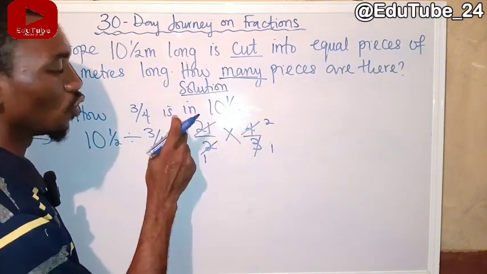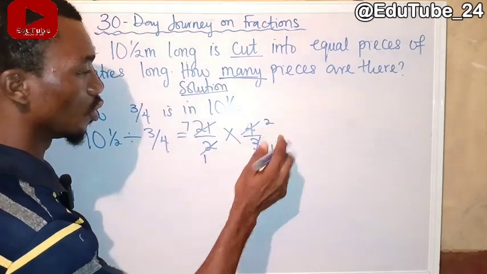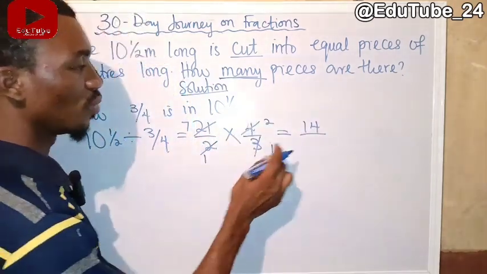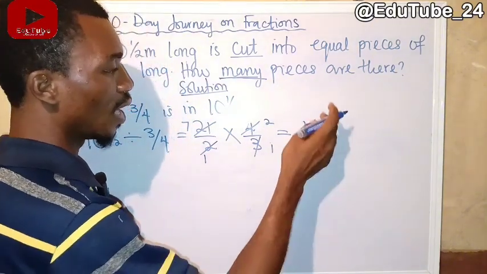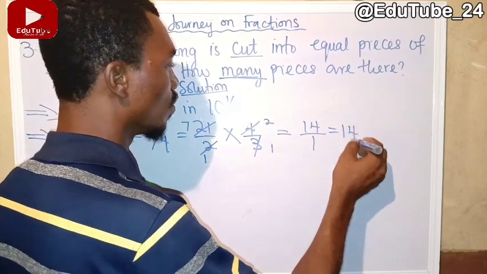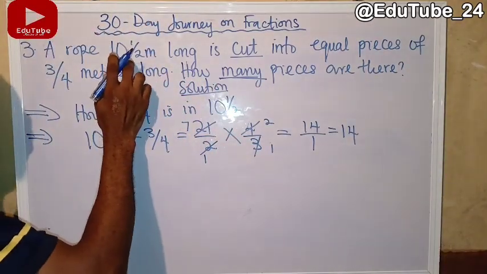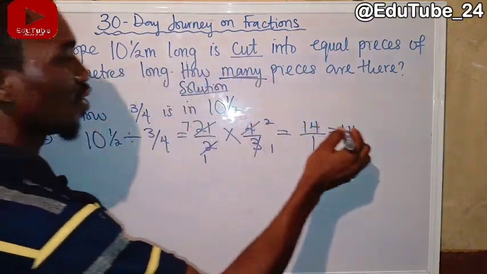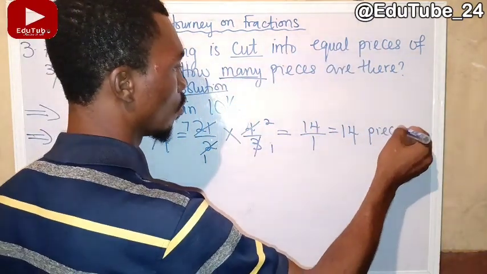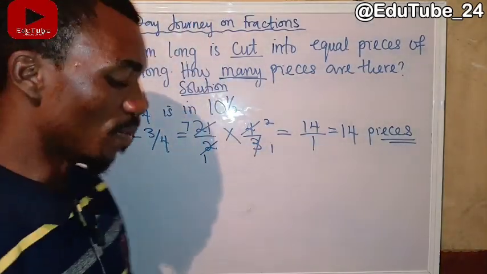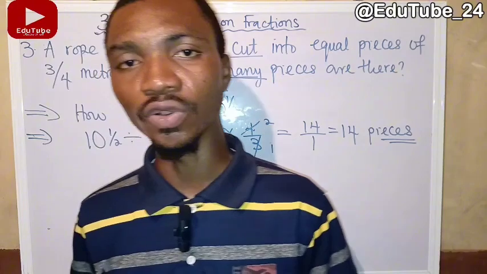Now nothing else can be simplified, so we go on multiplying what we have left. To multiply, we do numerator times numerator, denominator times denominator. So 7 times 2 gives us 14. And 1 times 1 gives us 1. Don't forget that any number divided by 1 gives you the same number. So 14 divided by 1 is 14. So if this rope is cut into equal pieces of this, we are going to get 14 pieces. So that is it for question number 3. Stay tuned for question number 4.